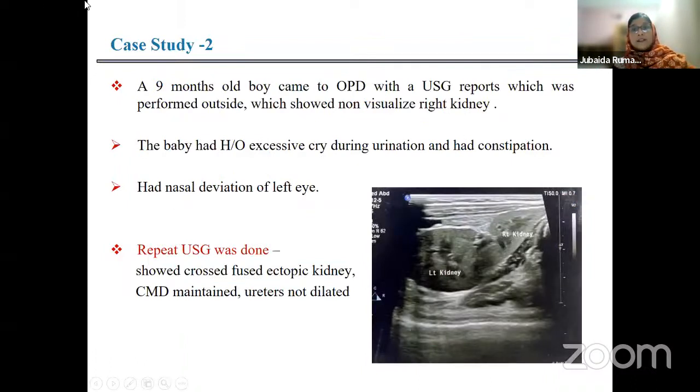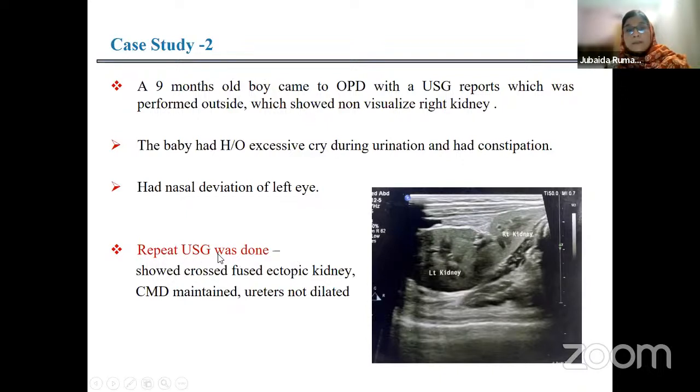Now, another case study from my OPD. This is a 9-month-old boy who came to the OPD with an ultrasonogram report, performed outside, which showed a non-visualized right kidney. The baby had a history of repeated excessive crying and repeated fever, and the child was also constipated. I saw the patient had some eye abnormality: there is a nasal deviation of the left eye. As the kidney was not in the exact position on the outside ultrasonogram, the patient was referred to us.